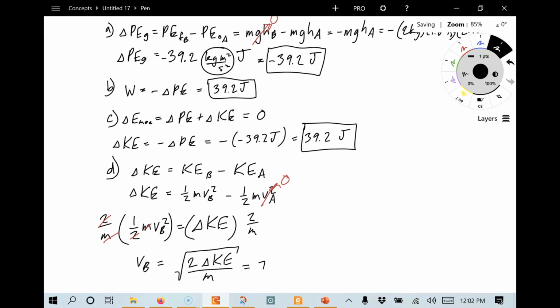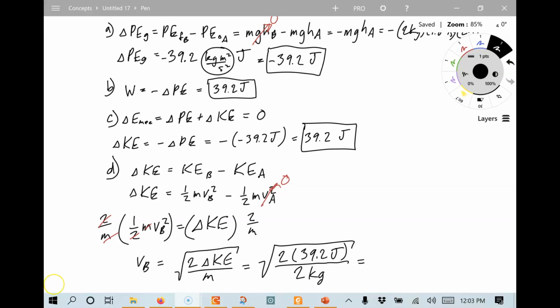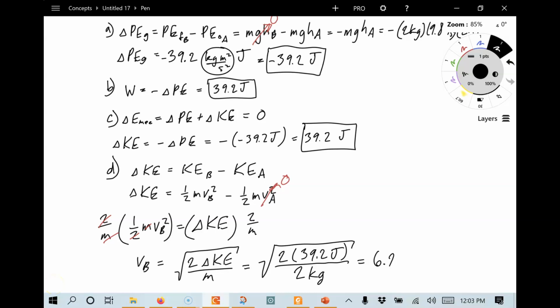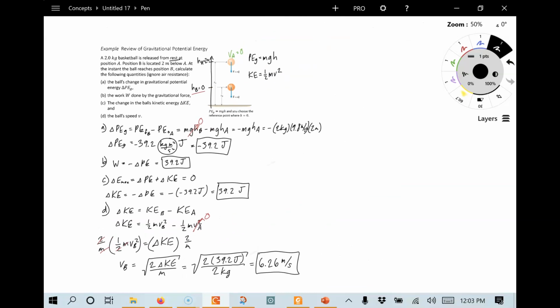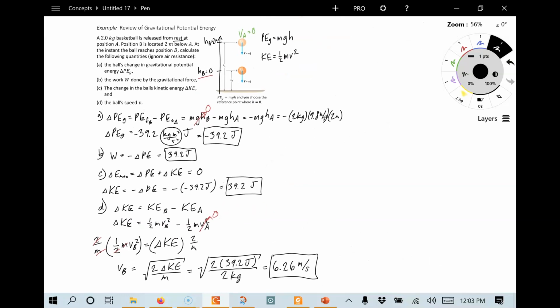Let's plug our numbers in and see what we get for this value. 2 times 39.2 joules divided by 2 kilograms. It's all positive in there, so we got positive under the root, exactly what we want. Put that in the calculator and we get a number equal to 6.26 meters per second. We always take the positive root because speeds are always positive or 0.